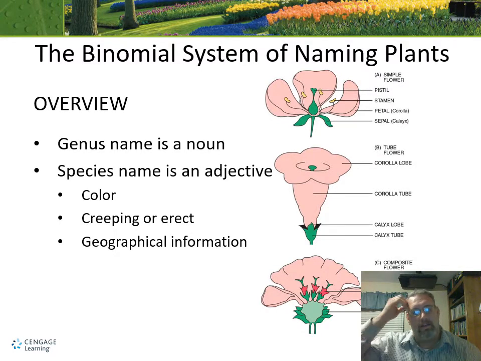So the genus is going to describe some portion of the plant or give some information about the plant, and other plants that are related to this plant will have the same genus. But then to differentiate the specific species is where we will start to give it more clarity: what color it is, what variety it is. If it comes from a specific geographical location, we will start to delineate those species out.